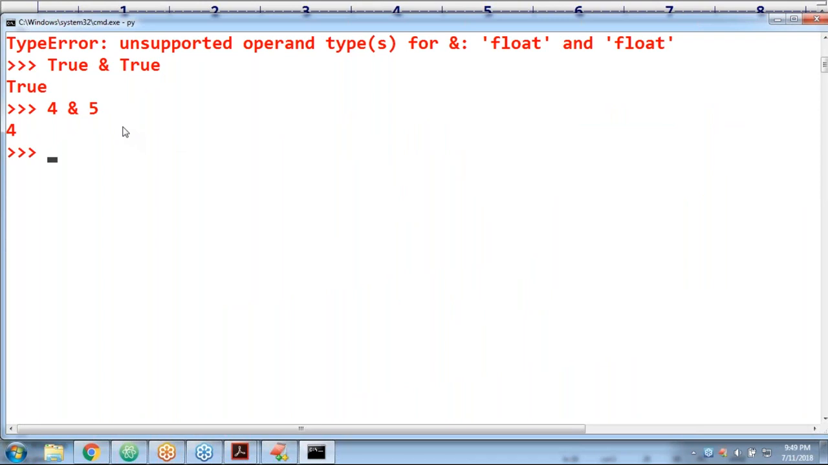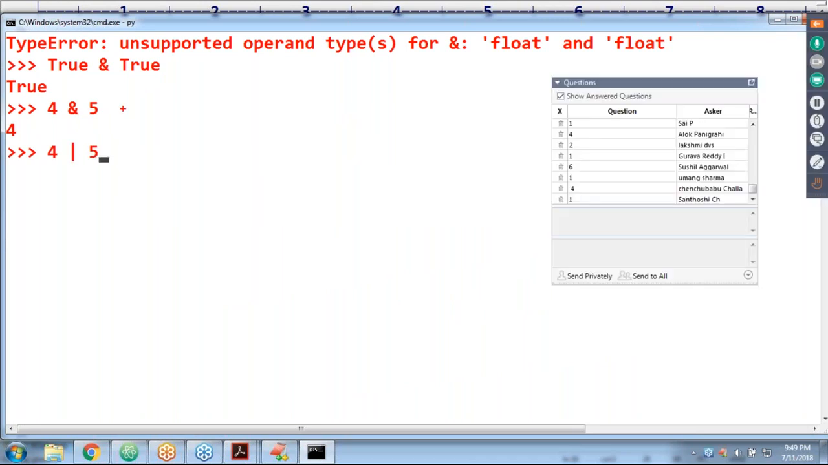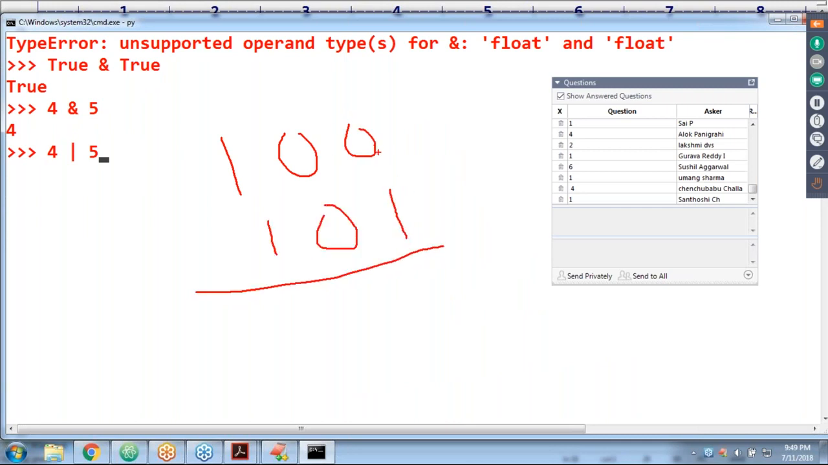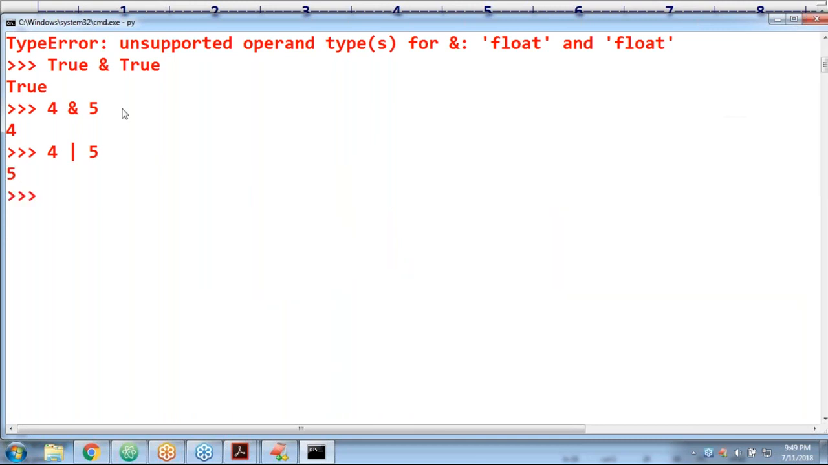Okay. Similarly, 4 OR 5. Sir, what is the answer? 4 means 1 0 0, 5 means 1 0 1. OR operator: 0 OR 1 gives 1. 0 OR 0 gives 0. 1 OR 1 gives 1. 1 0 1 is nothing but 5, so 5 itself is the answer.